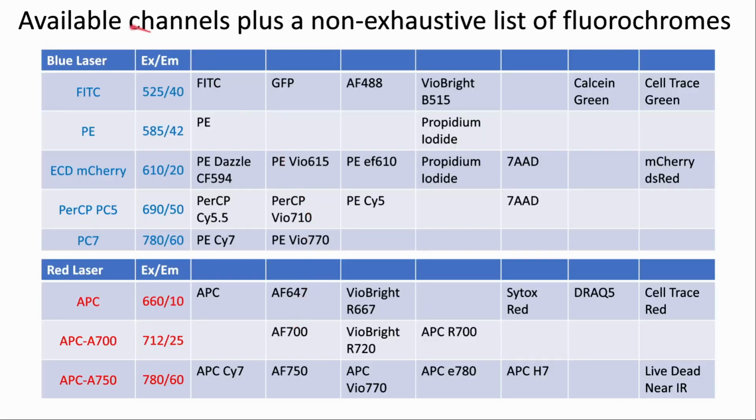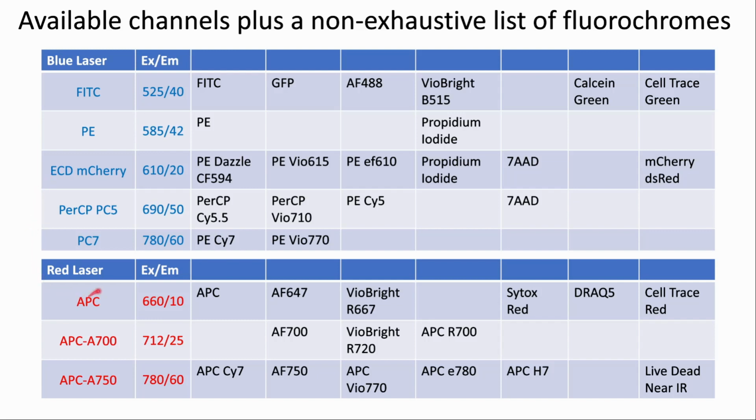For our Cytoflex instruments, we have a non-exhaustive list of the fluorochromes and their compatibility with each of the 4 possible laser channel configurations. Our Cytoflex instruments can have up to 5 channels off of the blue laser, and these are labeled FITC, PE, ECD mCherry, PerCP PC5, and PC7.